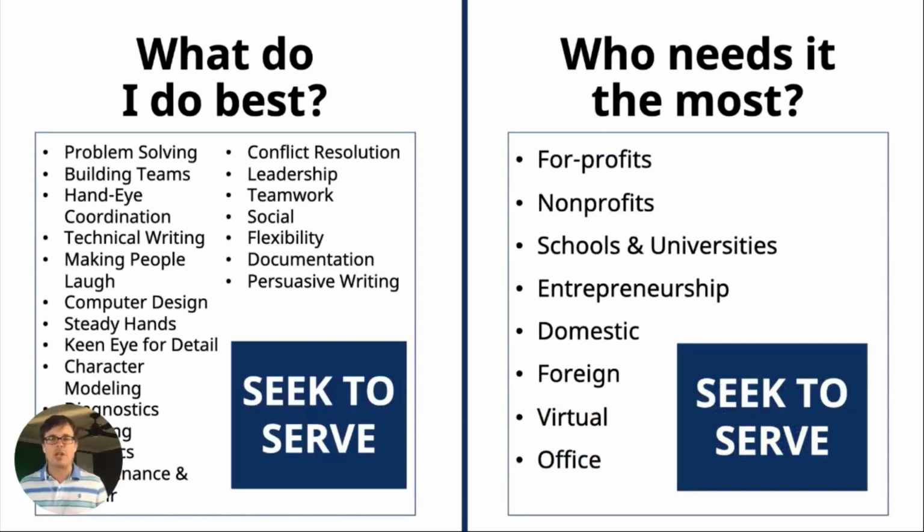Okay, so here's an overview of what that may look like, right? And so if you're kind of stuck there a little bit, or some folks haven't replied just yet, but that's okay. What do you do best? Who needs it the most? Well, who needs it the most can be for-profits, of course, nonprofits, schools and universities, entrepreneurs, other entrepreneurs. I am one. Some of you are probably on this call, domestic or foreign organizations. And of course, today there's a blend of virtual or in office. Do you like to be in a car? Do you like to be in the air? Where do you want to be? Those are things to consider as you position yourself seeking to serve. So we're going to talk about that in a little bit.